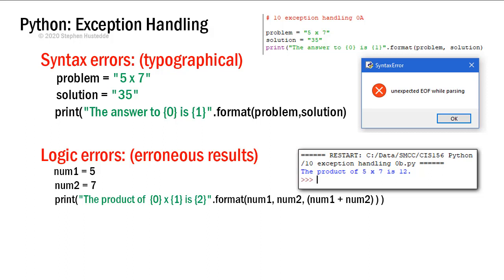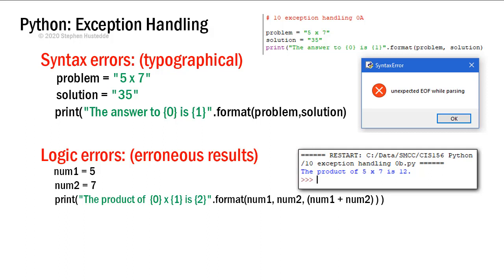And then we have logic errors. And logic errors occur when our program runs and everything is fine. It doesn't crash, doesn't give us an error, but we don't get the results we're expecting. And that's usually a problem with how we designed the program, or it could just simply be a little typographical error or a lapse in thought as we were typing this in.